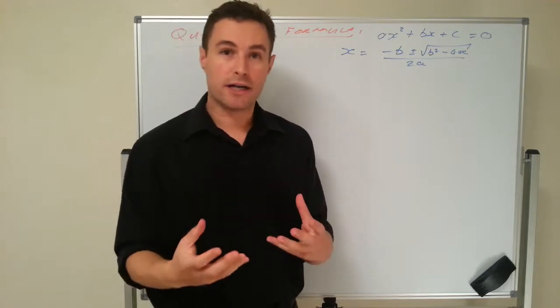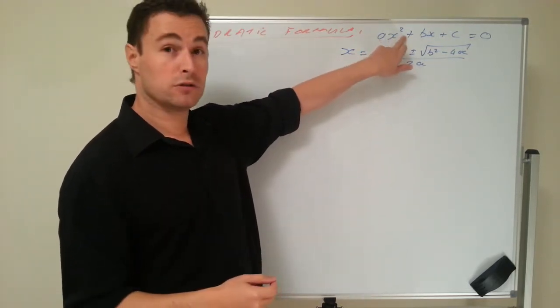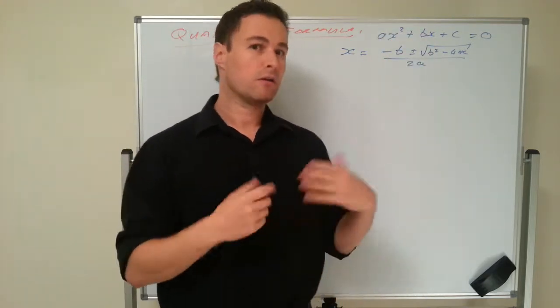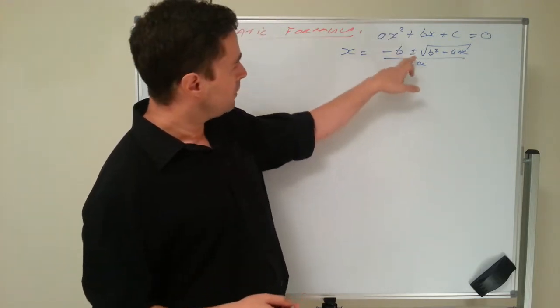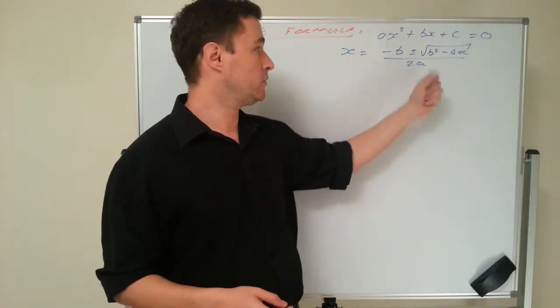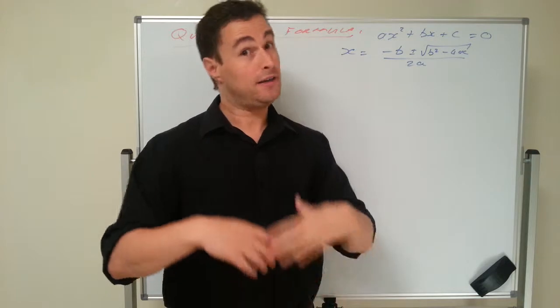Remember, with solving quadratics, you've always got two solutions. X squared, two solutions. Linear, one solution, where x makes the whole thing equal 0. Quadratic, two solutions, okay? And this gives you two solutions. Minus b plus the square root of yada yada over 2a is the one. Minus b minus the square root of yada yada over 2a is the other.